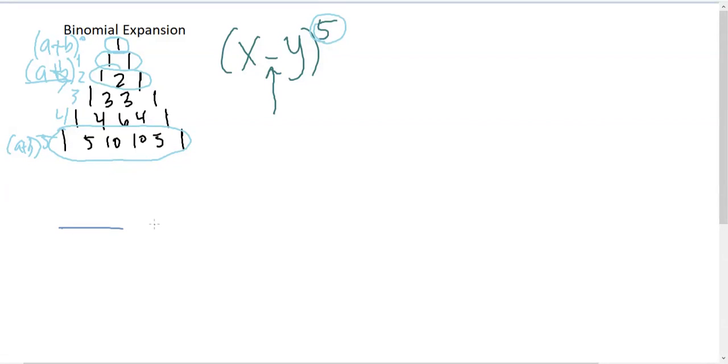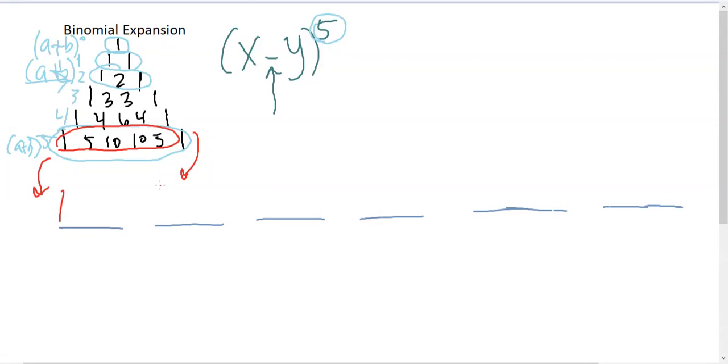So knowing that, we're going to write out 1, 2, 3, 4, 5, 6 lines, like so. And we're going to use these numbers and put them on each line. So we're going to go 1, 5, 10, 10, 5, and 1. This is how we see the benefits of using Pascal's triangle when the exponent is low, such as 5. Because if we have a very high exponent, Pascal's triangle will just get too big because it keeps expanding outwards from the left and the right, and it'll eventually go off the page.